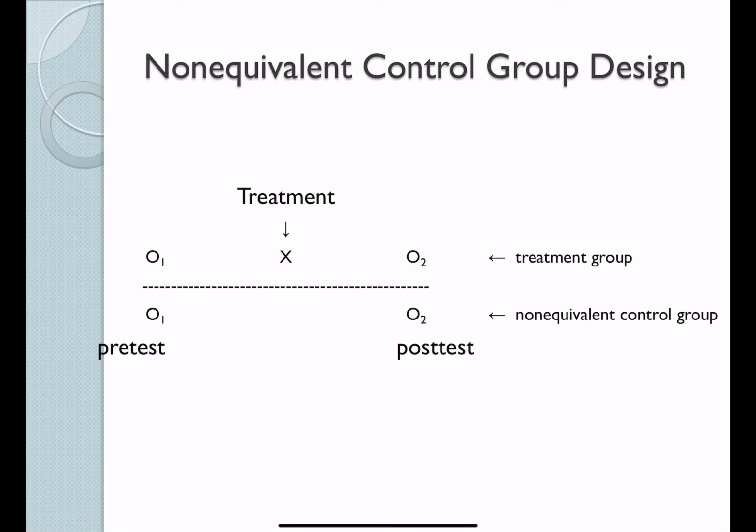So this is what it would look like. Above the dotted line is the treatment group. They take the pre-test, they get the intervention, they take the post-test, and then below the dotted line is our second non-equivalent control group. They take the pre-test, they don't get the intervention, and then they take the post-test.